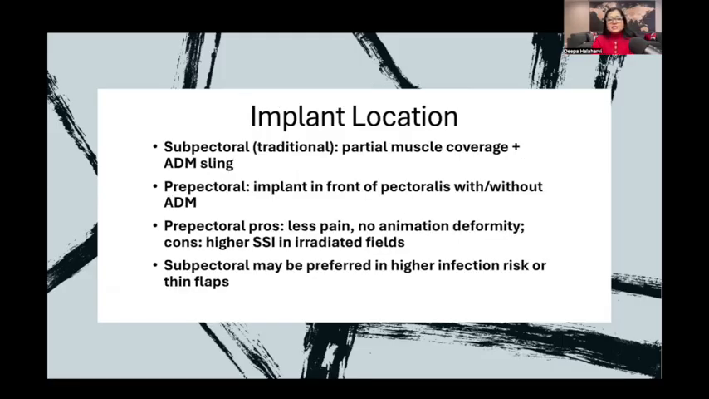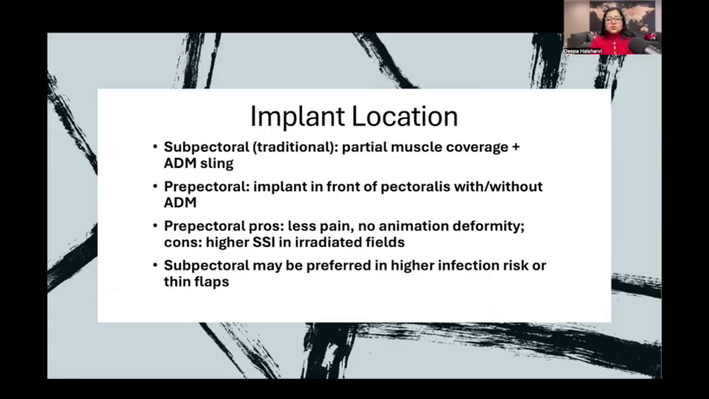If the implant is subpectoral, meaning underneath the pec, and the muscle covers it partially, that's called subpectoral. Prepectoral is the most common. People really don't do subpectoral. It's barbaric. It's painful. The prepectoral lays on top of the muscle, doesn't have as much pain.